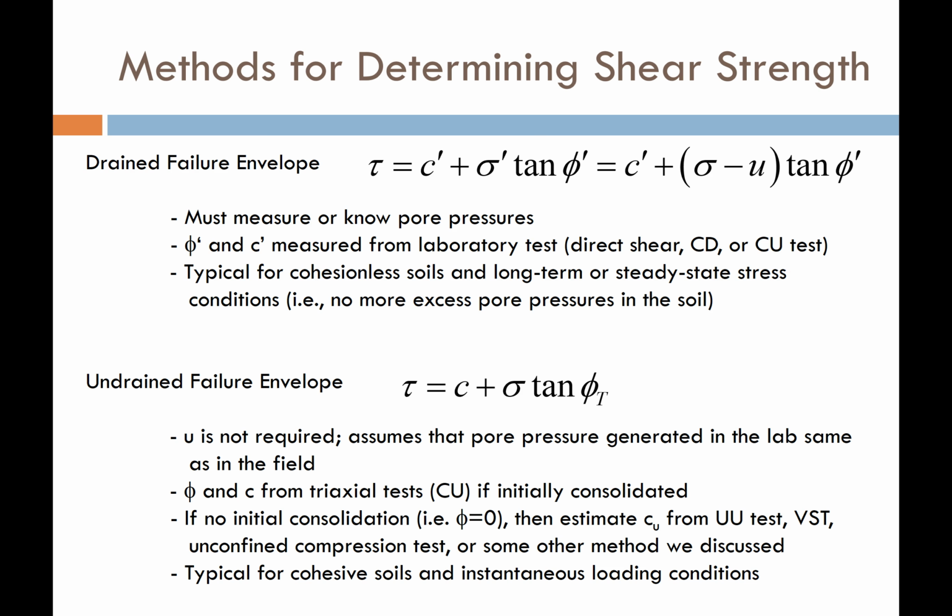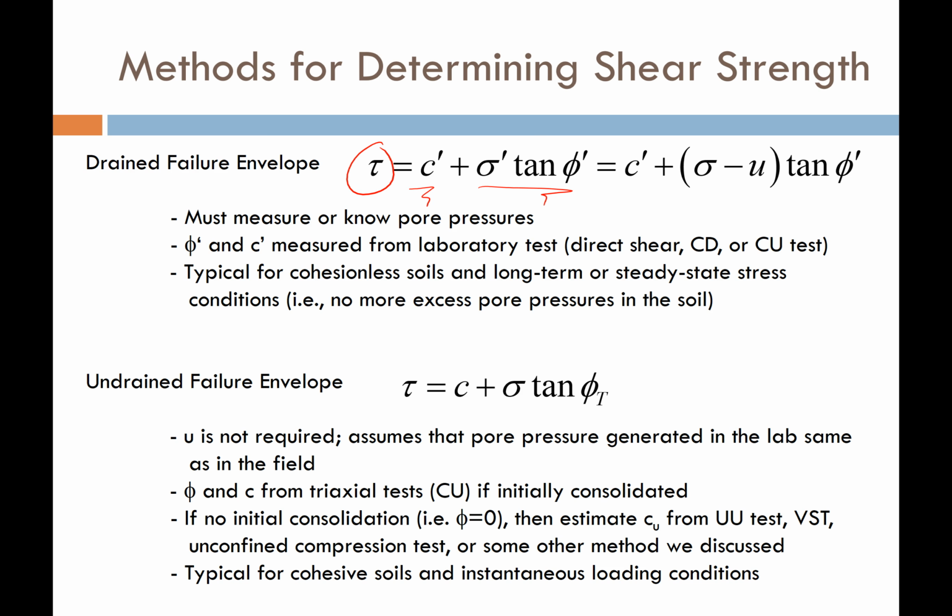In terms of shear stresses that are computed, the shear strength of the soil is just a function, using the Mohr-Coulomb equation, of cohesion and friction. But we're just going to make sure that we put in the drained shear strength parameters from those tests. This is the typical envelope that we use for cohesionless soils, and again, any soil where we're looking at long-term or steady-state stress conditions. The alternative to the drained is the undrained failure envelope.